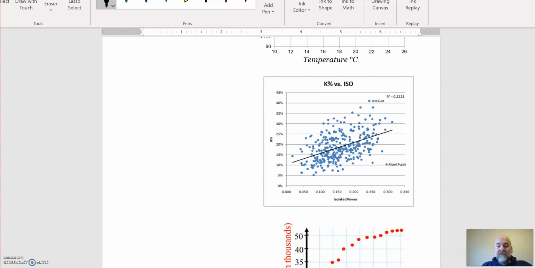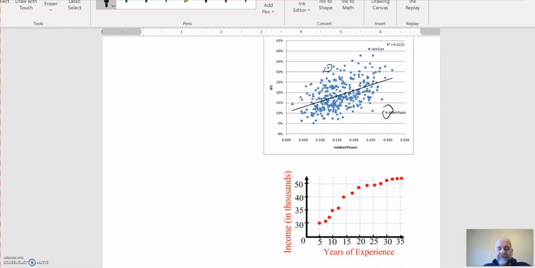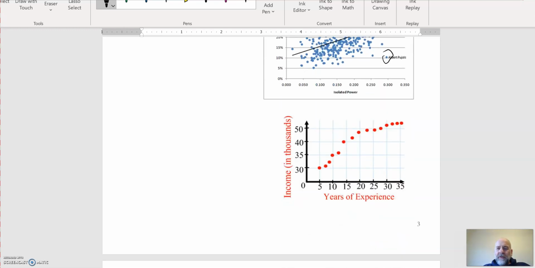is a definite positive association, but it's a lot weaker because there's a lot of spread around this. You can see some people are way up here, and Albert Pujols is way down there because he doesn't strike out much, apparently. I have no idea what this is about. So this is more like a 0.1 or 0.2 or something like that. It's a very weak positive association. Next one, this one. Please notice this one is definitely curved.